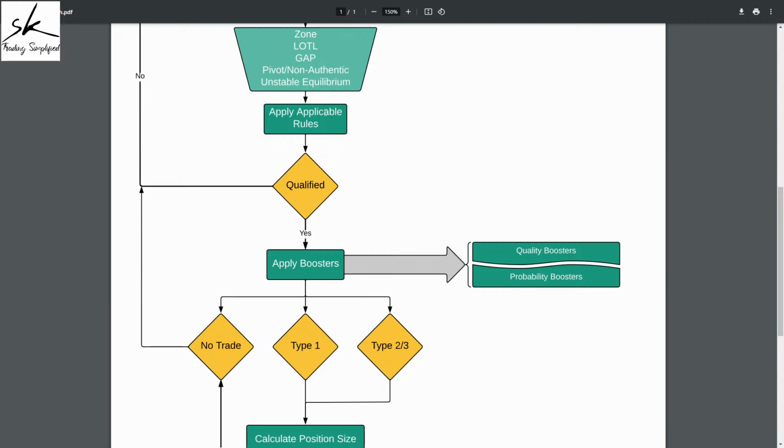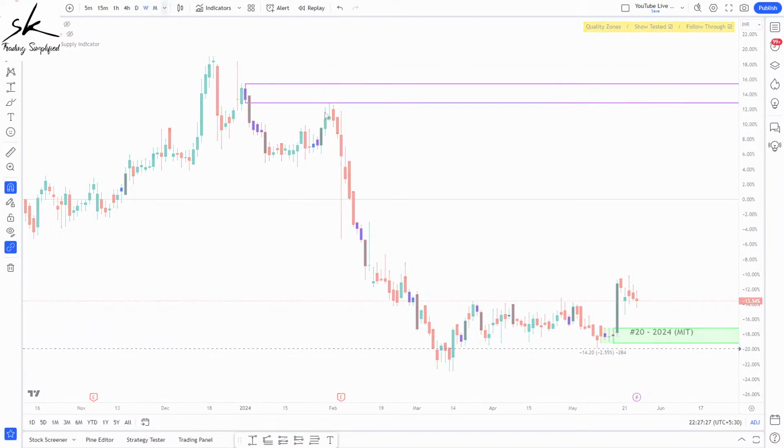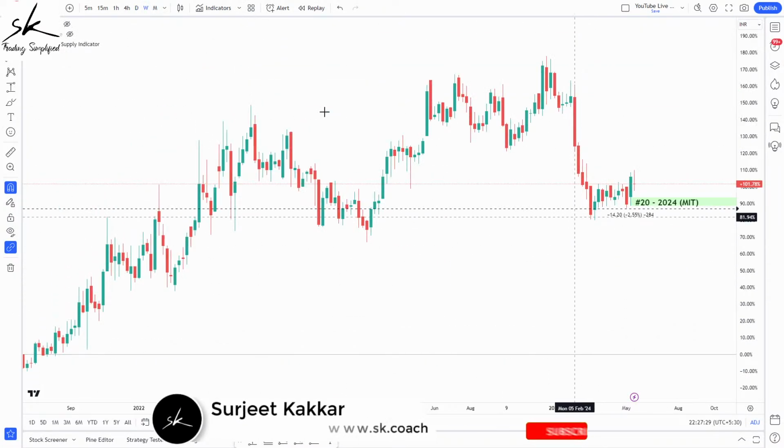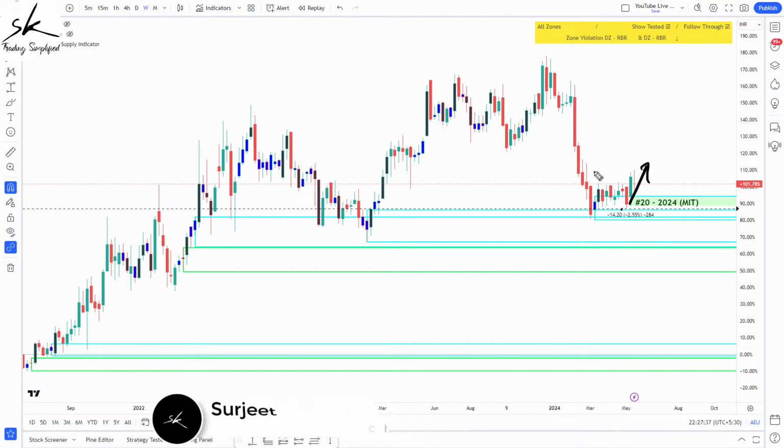And coming to pivot and non-authenticity, now this is definitely a drop based rally, and to qualify a drop based rally we have two approaches. The aggressive rule says the move from the zone should have violated one opposing zone on the intermediate time frame, which has not happened. So going with the aggressive rule, this disqualifies.